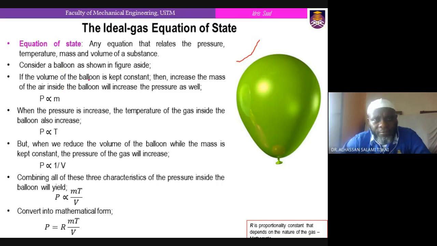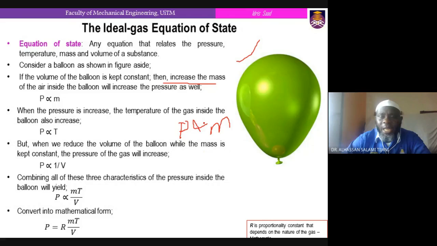Now, from the ideal gas equation of state, if the volume of a balloon is kept constant and you increase the mass of the air inside the balloon, then the pressure will also increase. So it means that if you take a balloon, the pressure in the balloon is always proportional to the mass of the air inside the balloon. If you pump more air inside, then more pressure will be given to the balloon. So P is always proportional to mass.